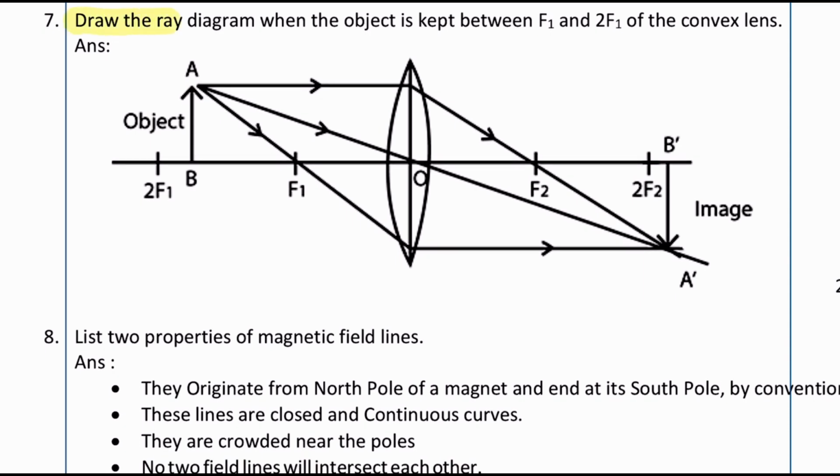Next, 7th question. Draw the ray diagram when the object is kept between f1 and f2 of the convex lens. Here is the diagram. You can copy it if you want or note it.